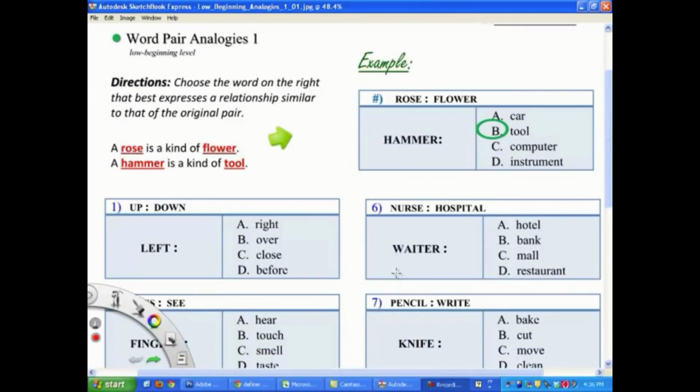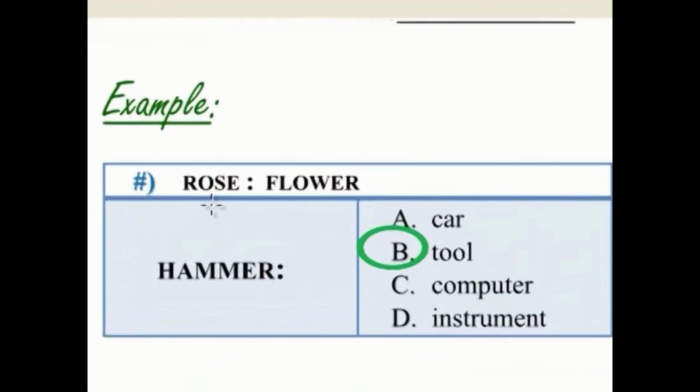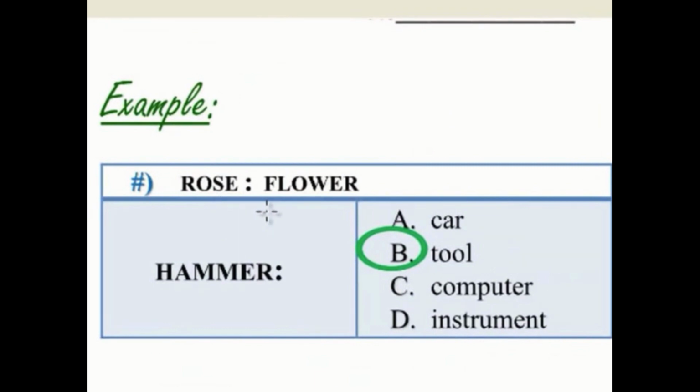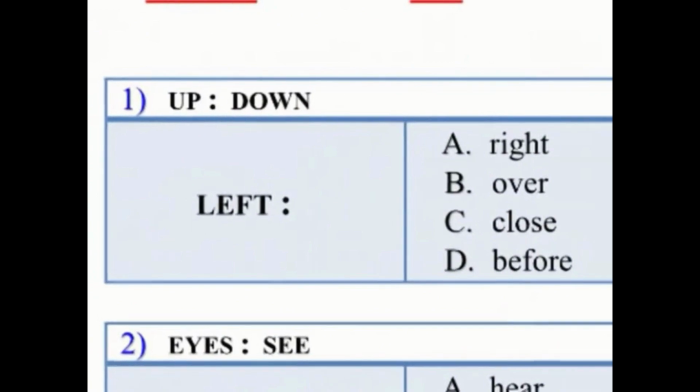Today we're going to be working our way through analogies. Now, analogies are pretty cool. Here is our first example. We read this as rose is to flower, as hammer is to, represented with four options. The answer is tool. We can see that because a rose is a type of flower and a hammer is a type of tool. Let's look at a few more examples.